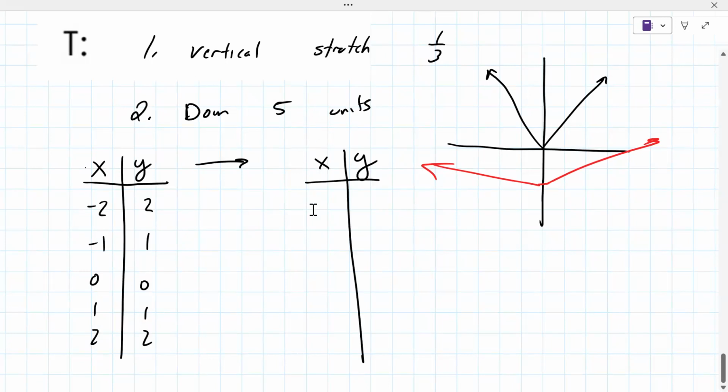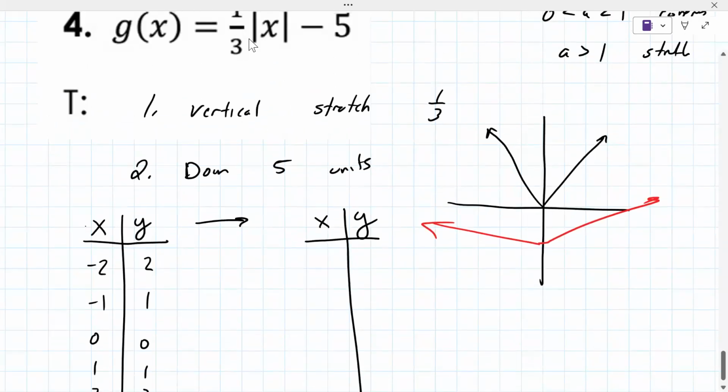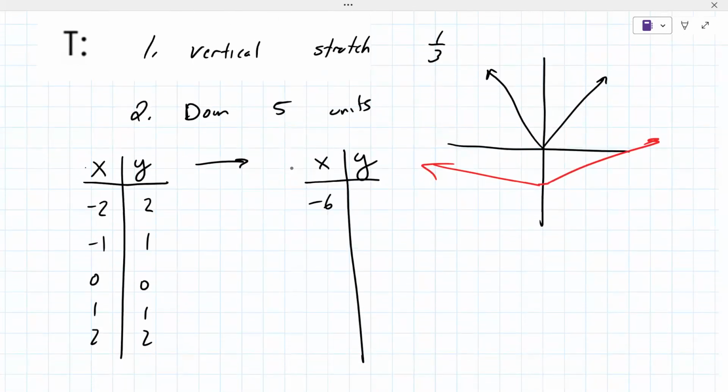So how are you guys doing this in class? Are you just using the same x values, or are you, for example, like I would tell you that because you're multiplying by 1/3, you want to choose x values that are divisible by 3. So for example, -6, -3, 0, 3, and 6, like that.